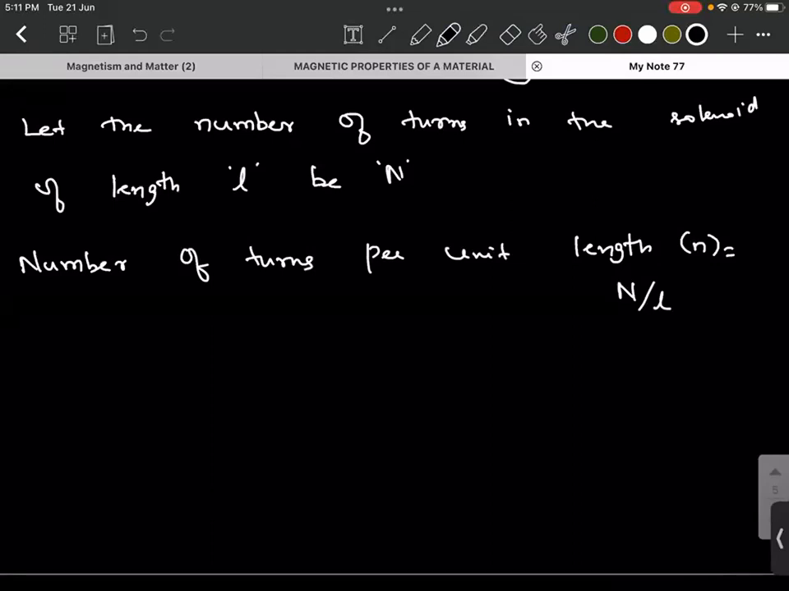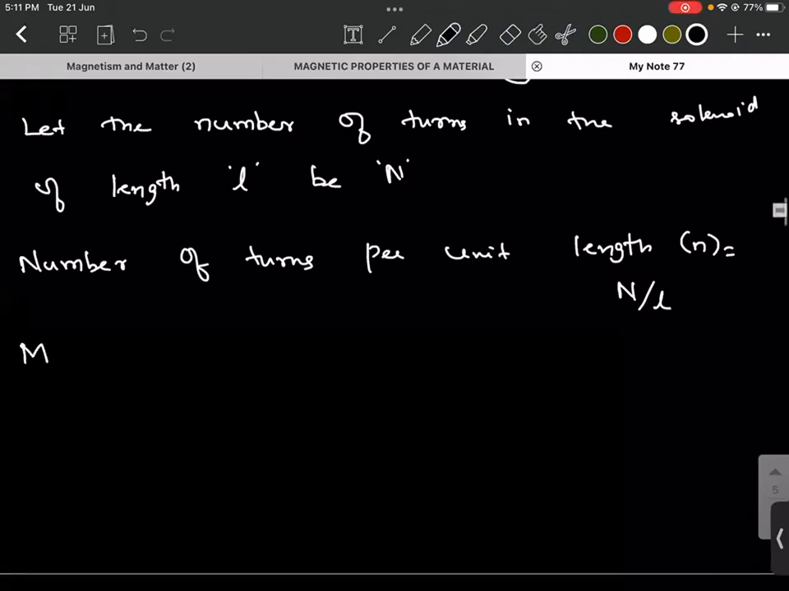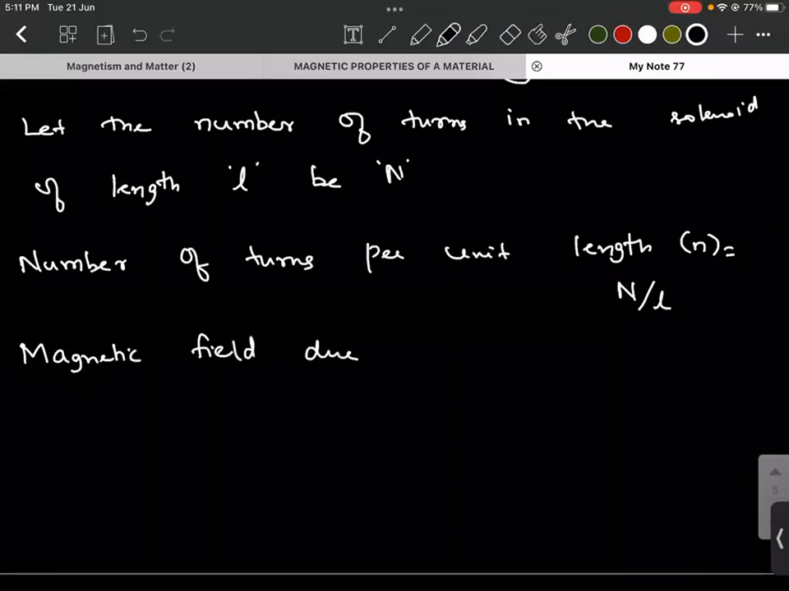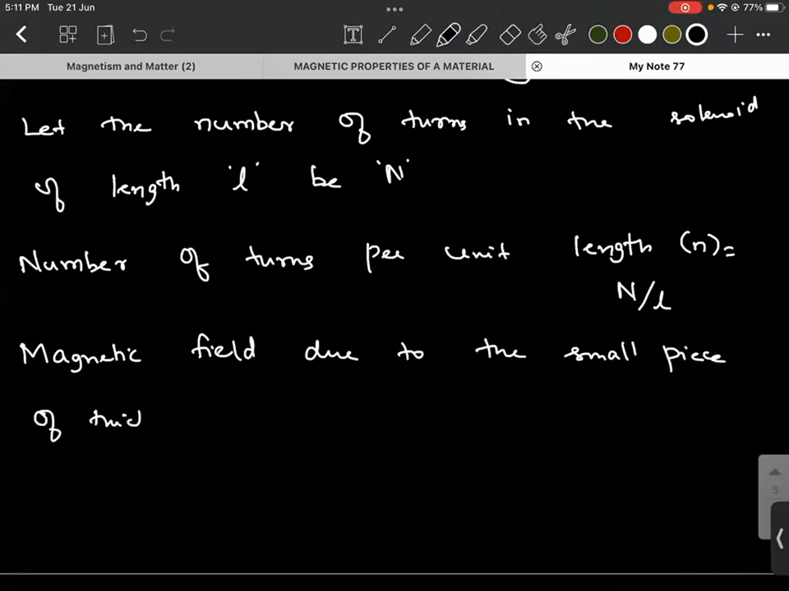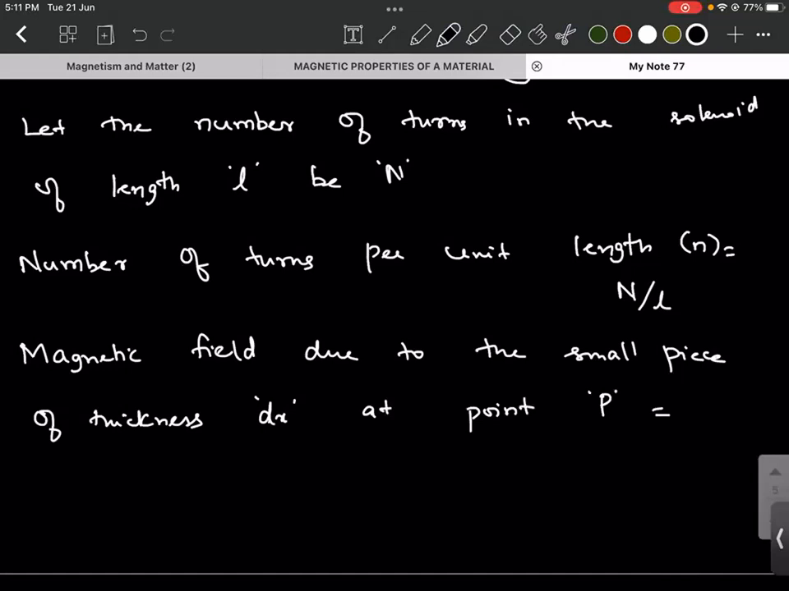So let the number of turns in the solenoid of length L be capital N, and the number of turns per unit length be capital N divided by L. Now what I will do is find the magnetic field due to the small piece of thickness dx at point P. It is equal to how much?